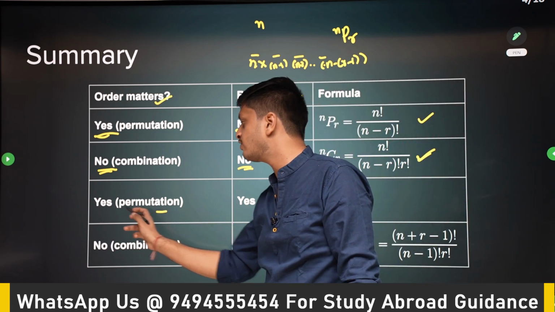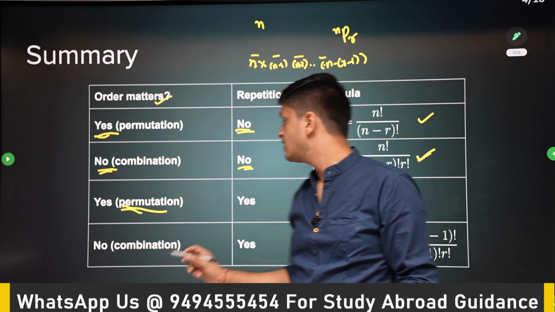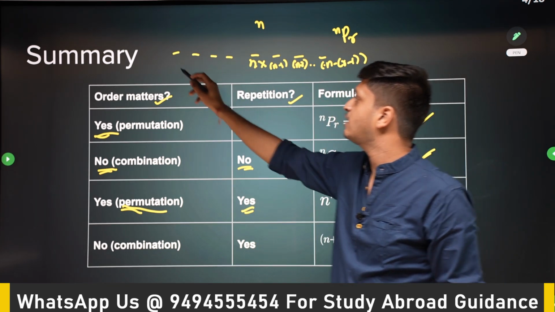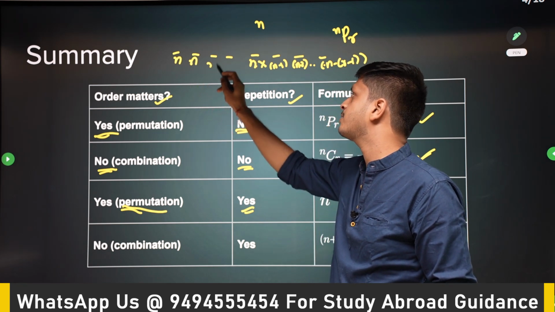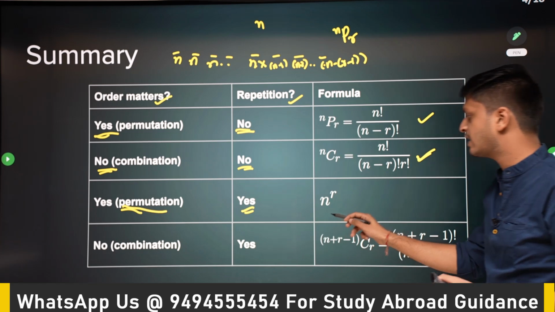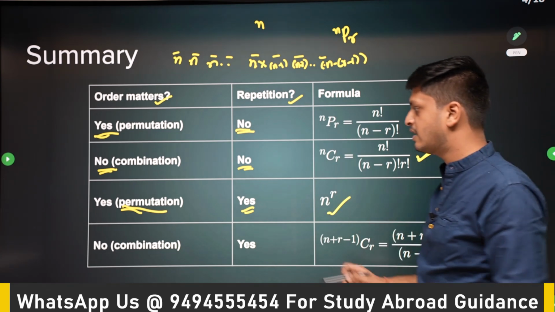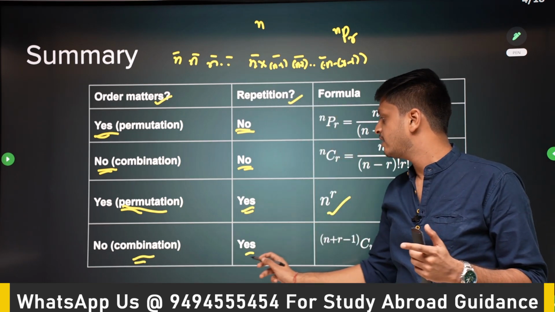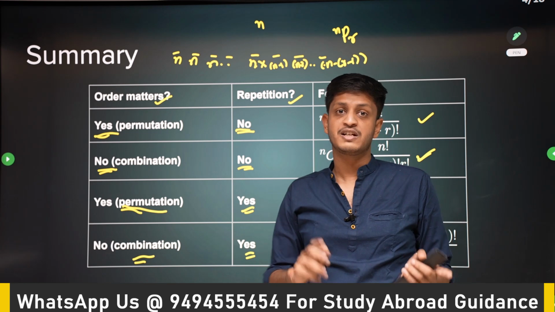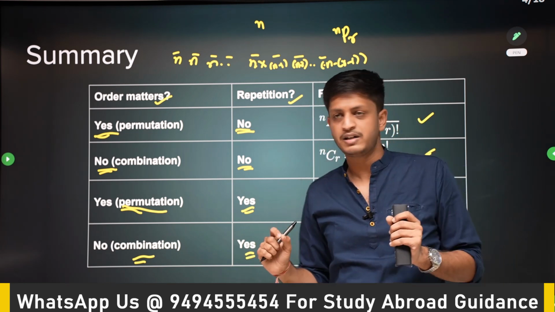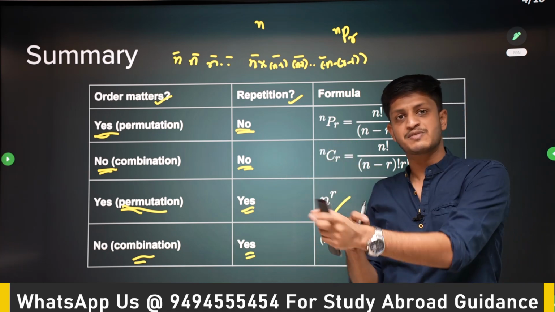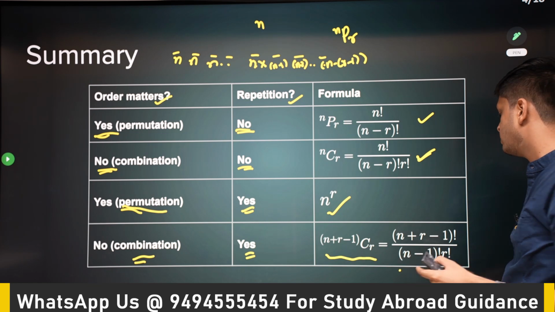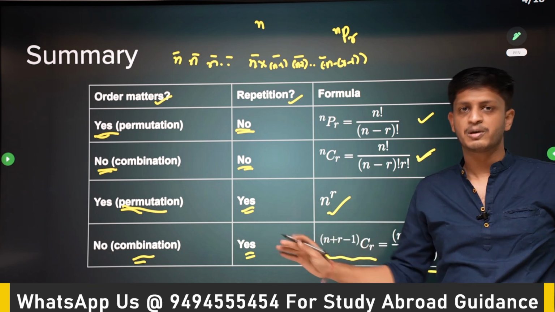Now if order is important, so you have to arrange, but repetition is allowed, then for every place you have n options here, and n options here, and n options here, and so on. So it becomes n to the power r, permutation with repetition. And if order doesn't matter and repetition is allowed, it is combination with repetition. That's the most complicated one. Here you have to map it to an equation x1 plus x2 up to xn equal to r, and the number of ways to solve that equation is n plus r minus 1 choose r. So this is the summary of the formulas which we have seen so far.